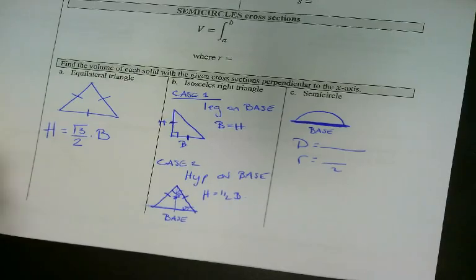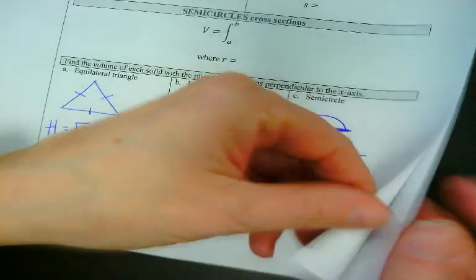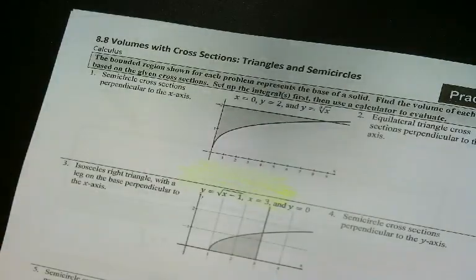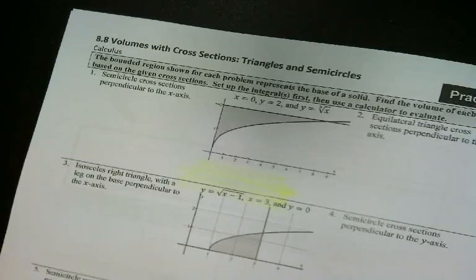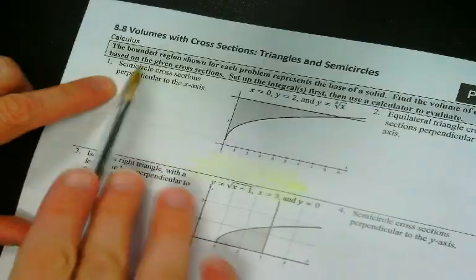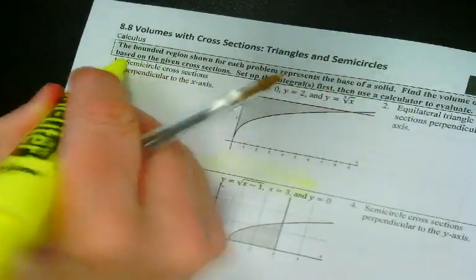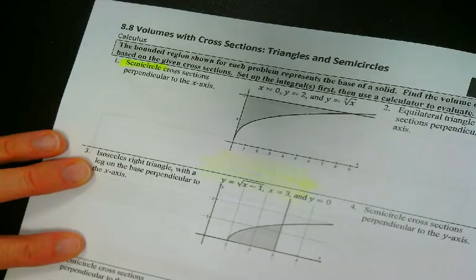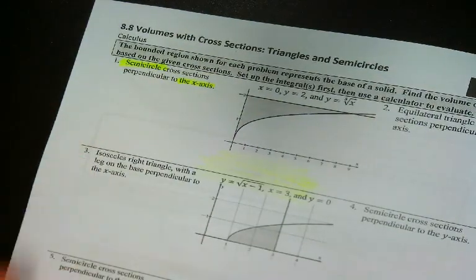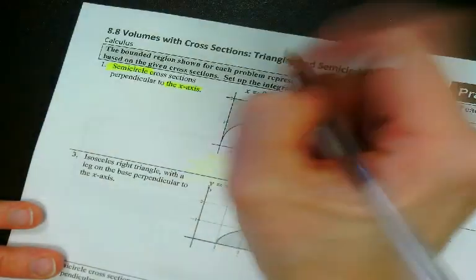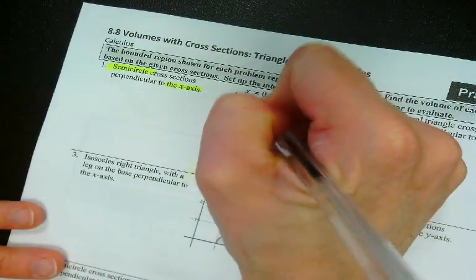All right. So we'll set a few of these up. Again, you just have to get your hands dirty and practice them. Be super careful who we're perpendicular to. So question 1, they're going to go semicircle. So I'm just going to highlight who we're doing. Semicircle, perpendicular to the x-axis. So go ahead and put your slice in there. Perpendicular to the x-axis.